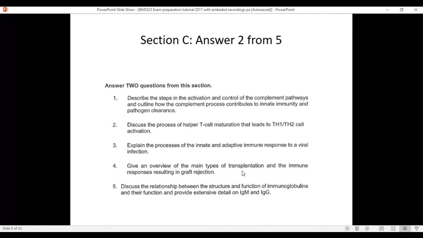And section C, which is where the majority of the marks will be, you'll be asked to select 2 essay questions from a choice of 5. Okay, so this is just an example from a previous exam paper of the type of questions you might come across. Okay, so you'll be asked to select 2 of those essays and complete them within the 3 hours.